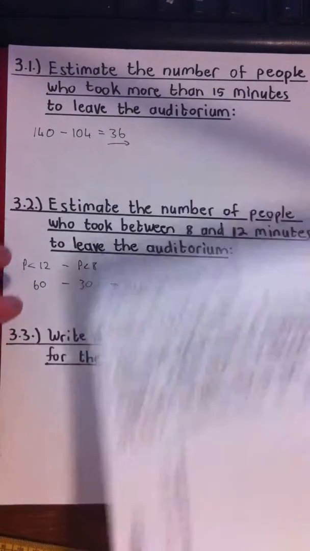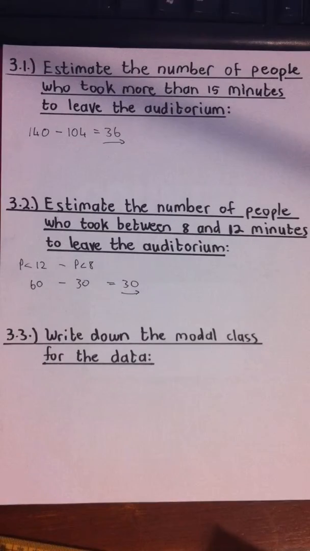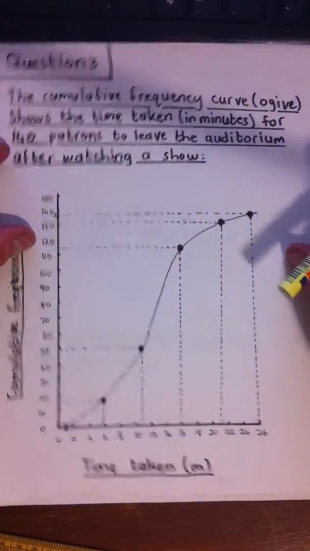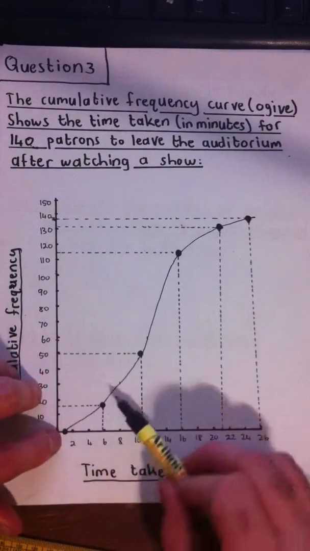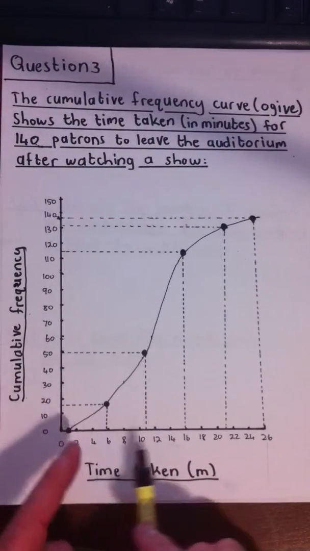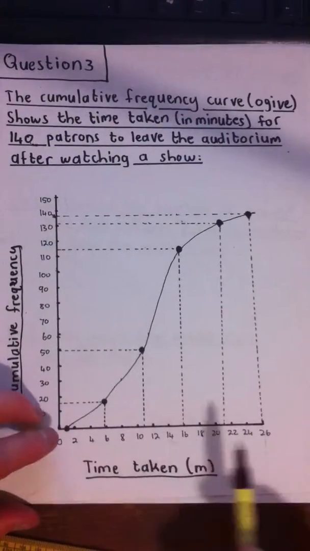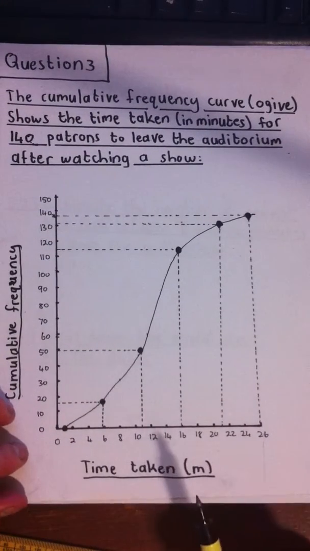Okay. Last part of this question 3. Write down the modal class of the data. The classes here are represented by these dots. So the first class is 1 to 6, second class 6 to 11, third class 11 to 16, and so forth, going up in sets of 5.